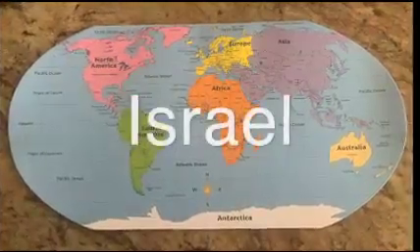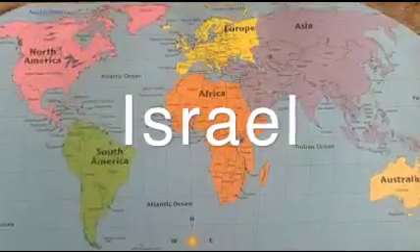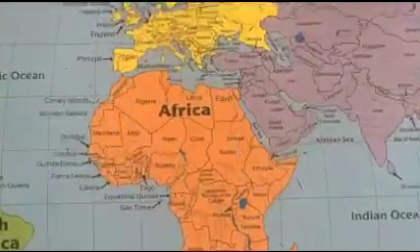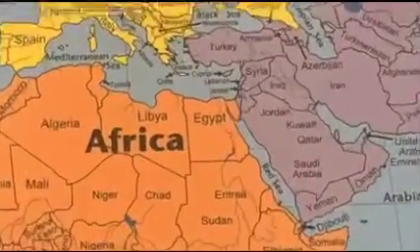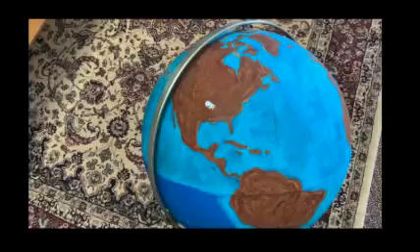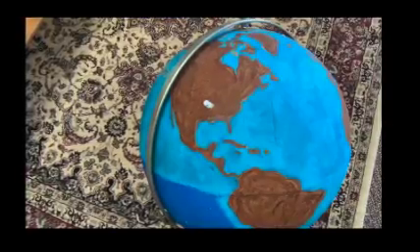Israel. Israel is a Middle Eastern country on the Mediterranean Sea that is regarded by Jews, Christians, and Muslims as the biblical Holy Land. Today I have a globe. Do you know what a globe is?